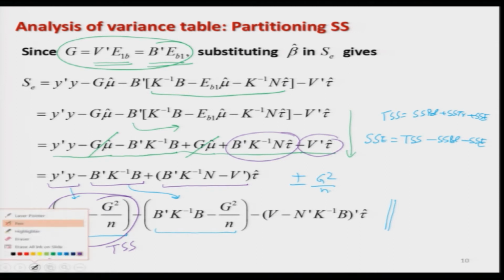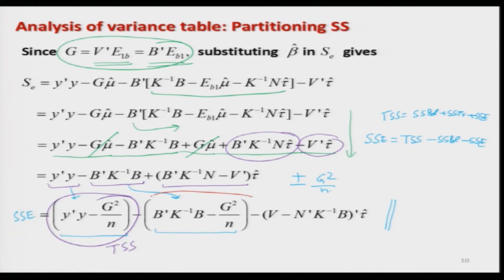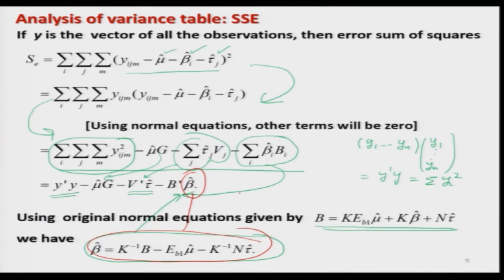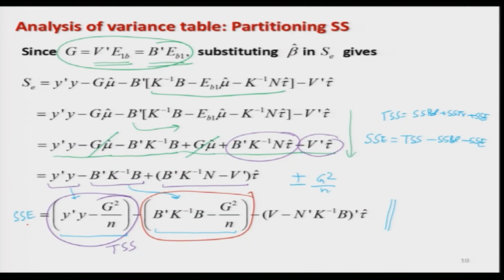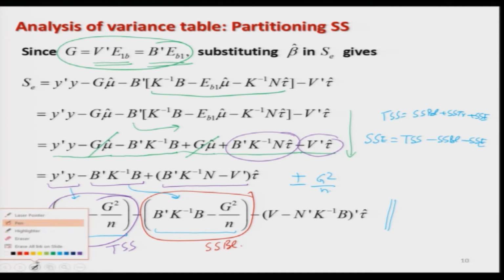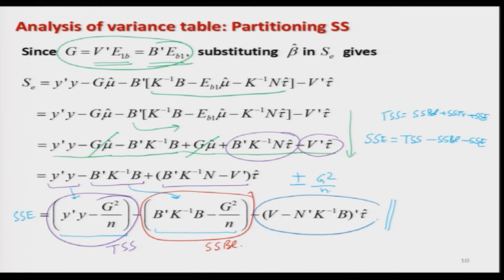and in case if you try to identify the second term, what is this? You have just obtained this quantity. This was your sum of square due to blocks. So, this is your sum of square due to blocks. Now, what is your opinion that what this third quantity is going to be? Obviously, this has to be sum of square due to treatment.